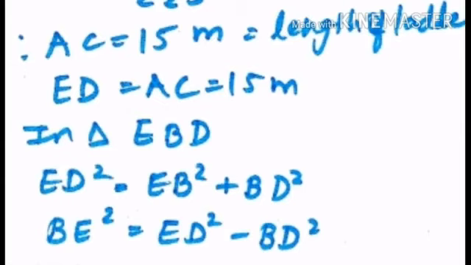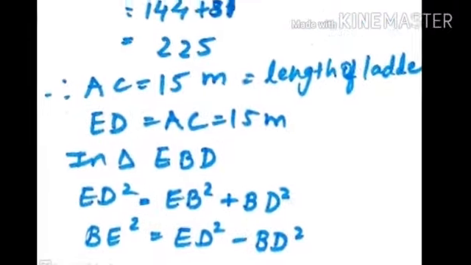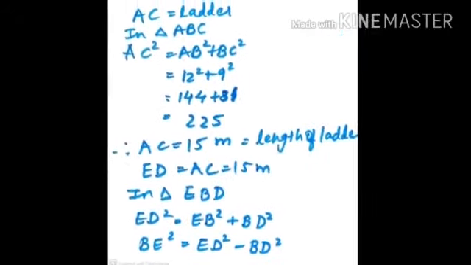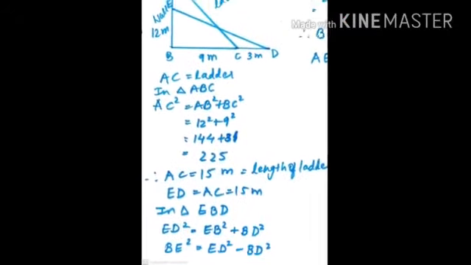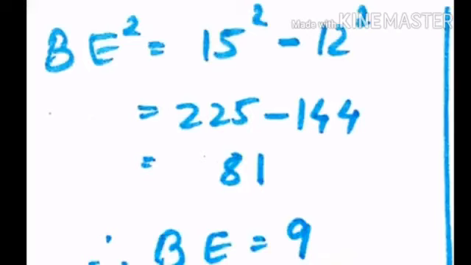ED square is equal to BE square plus BD square. We want the value of BE, so I have made it the subject: BE square is equal to ED square minus BD square. Now we substitute values: ED we have just found as 15 meter, and BD is now 9 plus 3, which becomes 12. So BE square is equal to 15 square minus 12 square, that is 225 minus 144. The subtraction is 81, and finding the square root on both sides, we get BE value 9 meter.